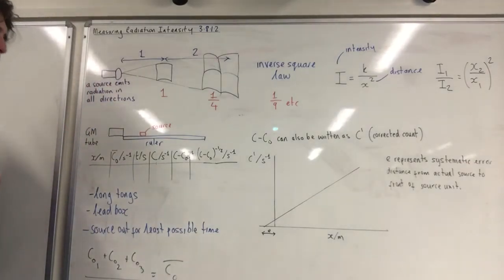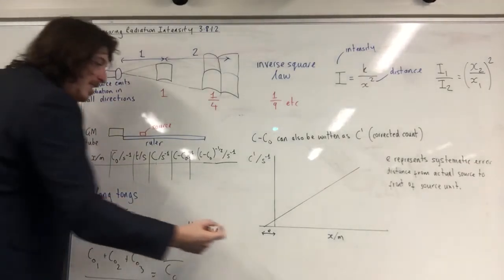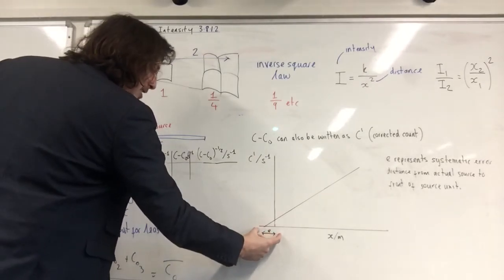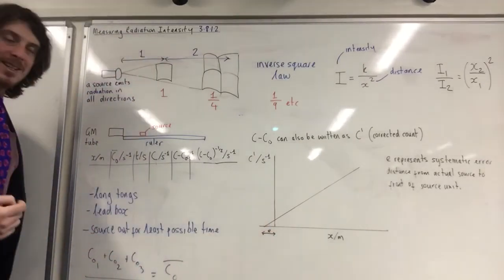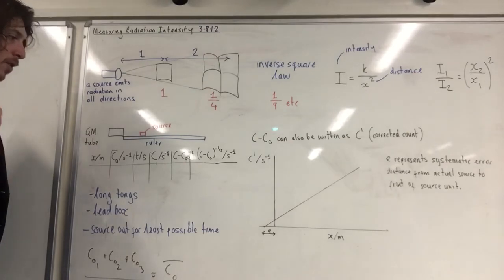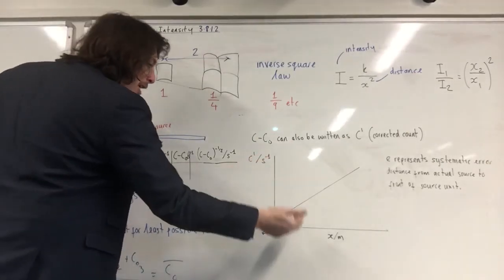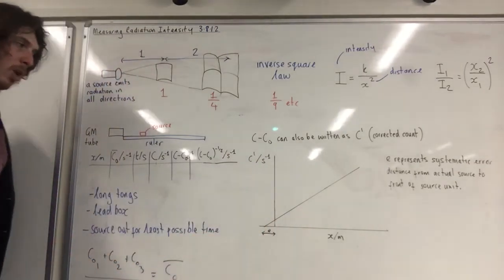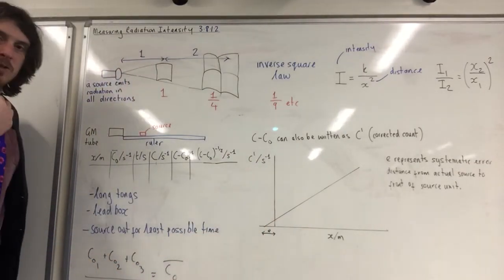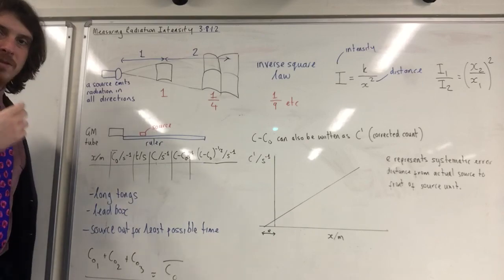There will be a distance. Let's say it's at the back of the source unit. So this systematic error tells us the distance that it is sat away from the front of the unit. Therefore, we would expect a corrected count rate graph against distance to look like that. And that is required practical 12.